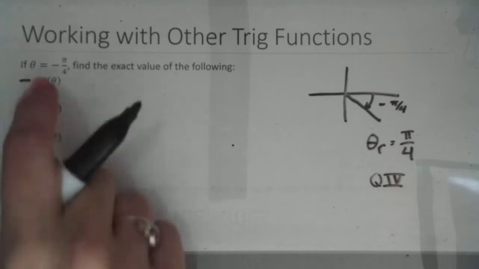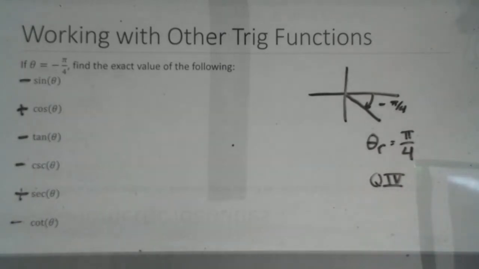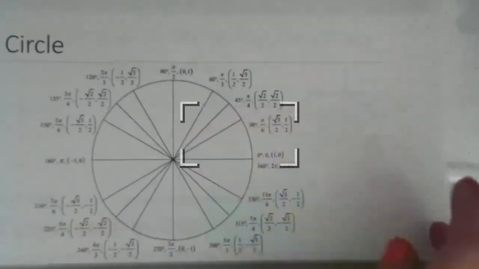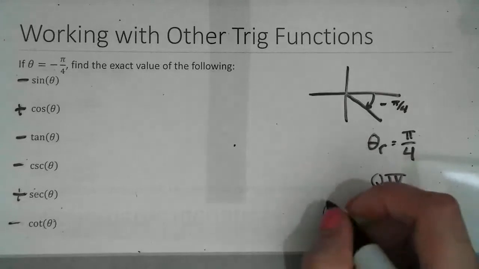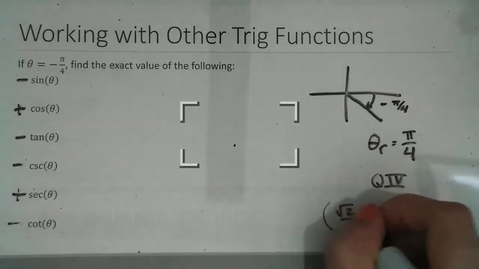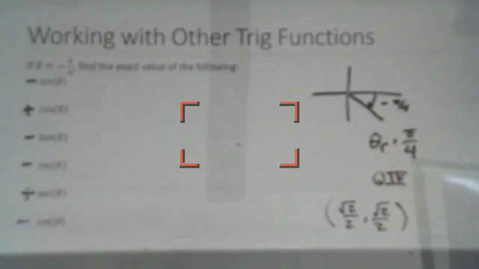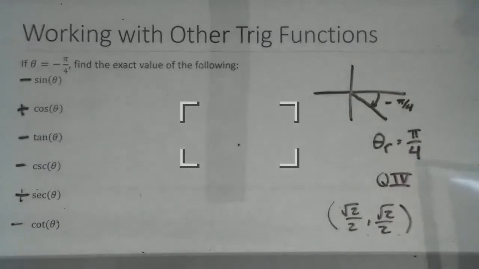So now we need to find the actual values. I'm going to think of pi over 4, and I have my handy little unit circle here. I'm looking at pi over 4, and it says that the point on the unit circle corresponding to pi over 4 is square root of 2 over 2, comma, square root of 2 over 2. So the sine value comes from the y value on the unit circle. So the y value on the unit circle where I'm at is square root of 2 over 2.